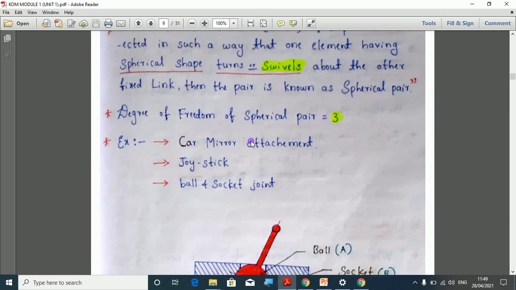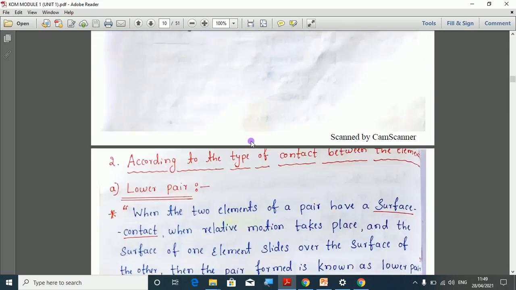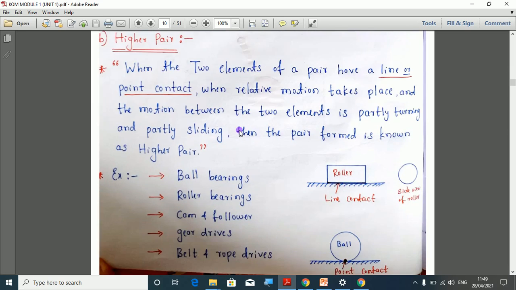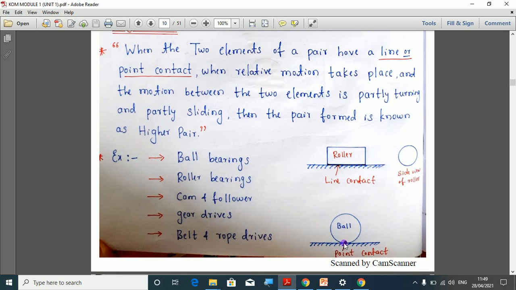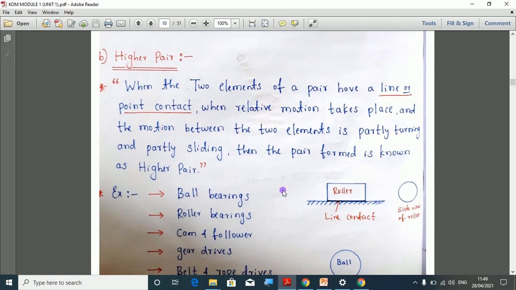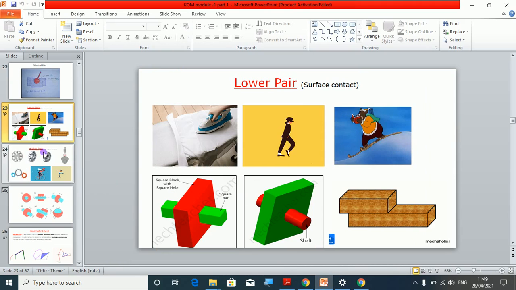After the class, I'll share these notes so that you can prepare parallelly. So these are the definitions and examples. Whatever I explained, I'll share the notes after the class. So you can see the type of contact between a roller and the earth surface. It is a line contact, or a point contact. It will come under higher pair. So this is about a kinematic pair and its types.